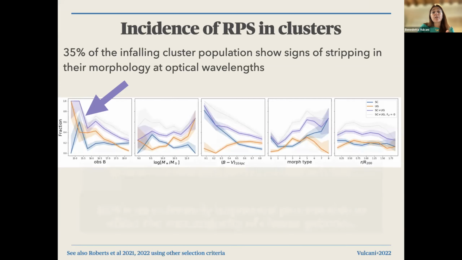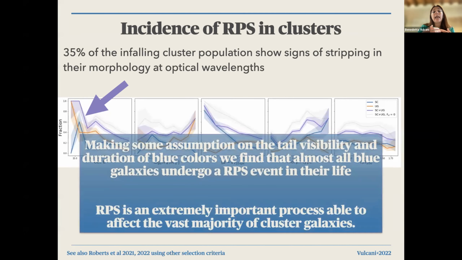If we make some assumptions on the visibility of the tail and on how long a galaxy maintains its blue colors in clusters, we can conclude that almost all galaxies undergo a ram pressure stripping event that is visible at optical wavelengths. And this again suggests, our assumption might be maybe too generous, but in any case, it suggests that ram pressure stripping is an extremely important process that affects the vast majority of cluster galaxies.